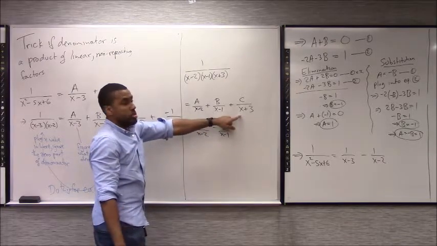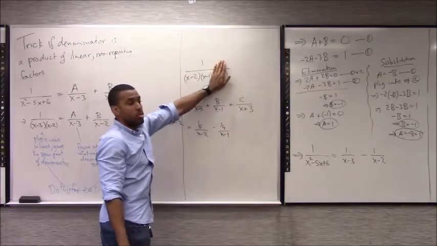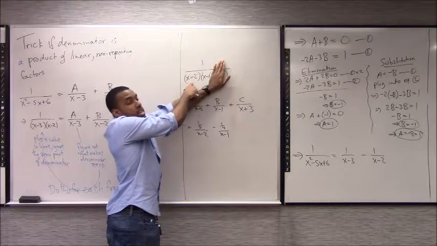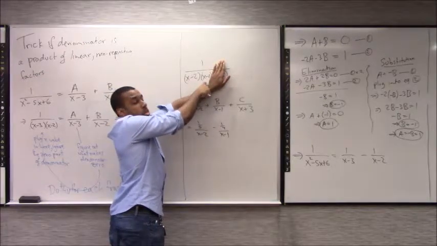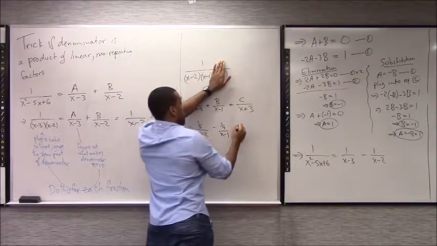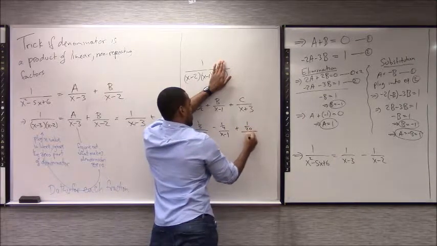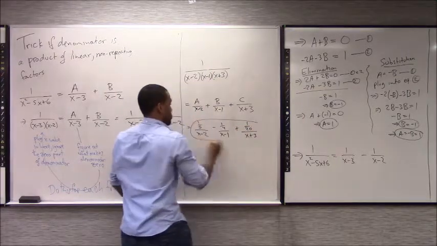X equals minus 3 makes that 0. Cover that up, plug in x equals minus 3. That would give us a minus 5 times a minus 4. So that would just be plus 1/20. That's your answer.